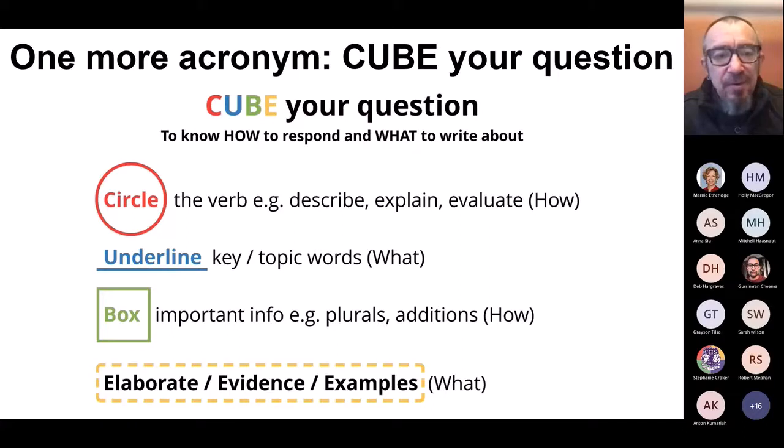Circle the key verb of the question. Underline the key biology of the question. Then look for any important plurals, and you'll see that's a big focus of my presentation today. The plurals are absolutely essential. So when you've got examples, that little S on the end of example is essential in terms of accessing higher marks.